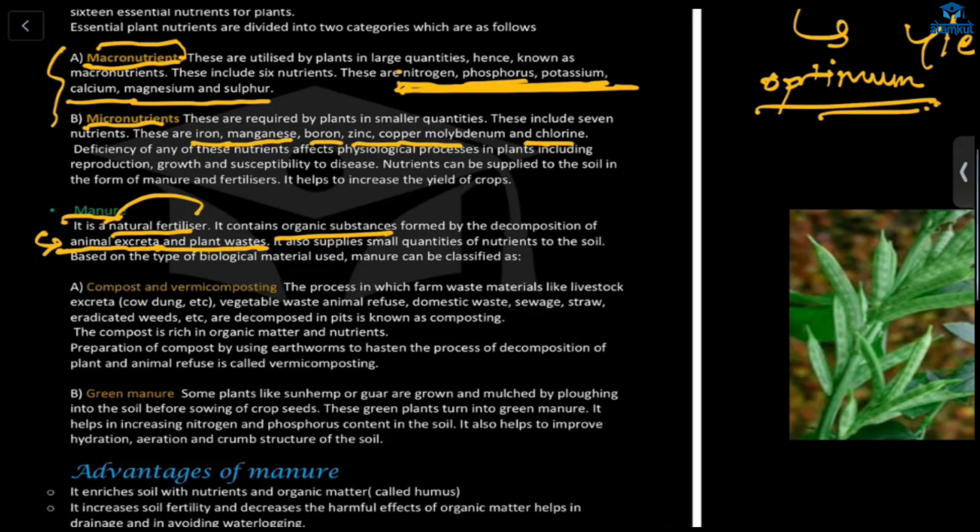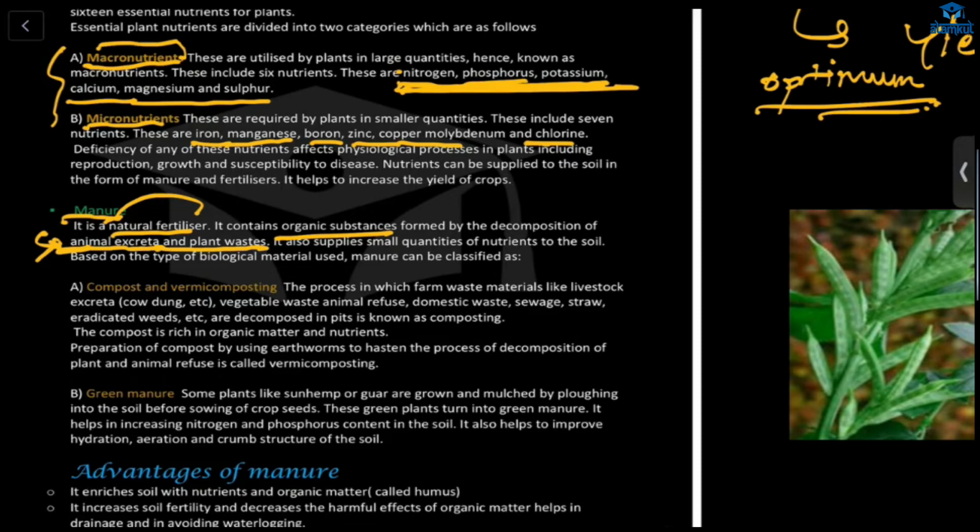Yes, to provide nutrition. This manure will be containing organic substance, which will have nitrogen, phosphorus, potassium, all this, macronutrition and micronutrition. Both will be contained in manure. And this manure, from where are we getting it? We are getting it from animal excreta and plant waste. How is this done? This animal excreta and plant waste, they are decomposed, they are broken down. Okay, from there we are getting manure.